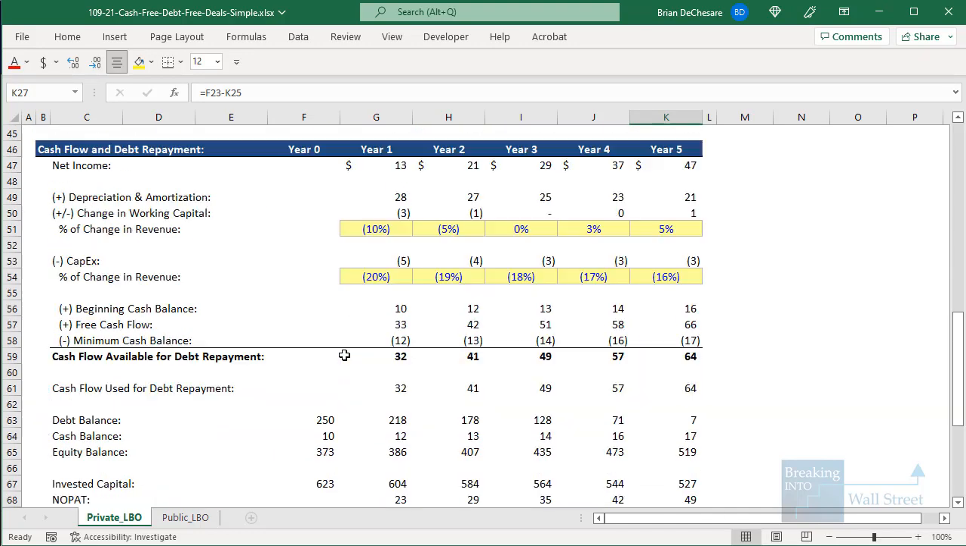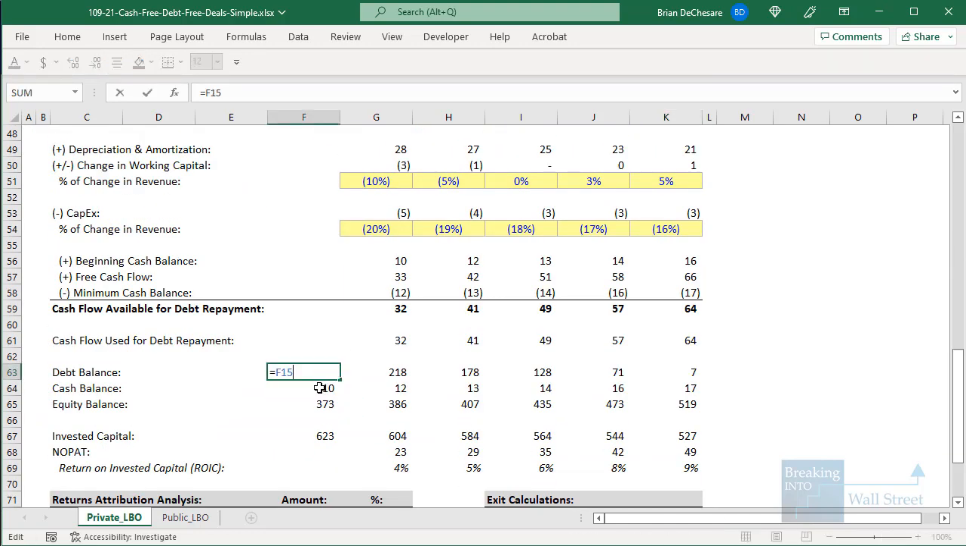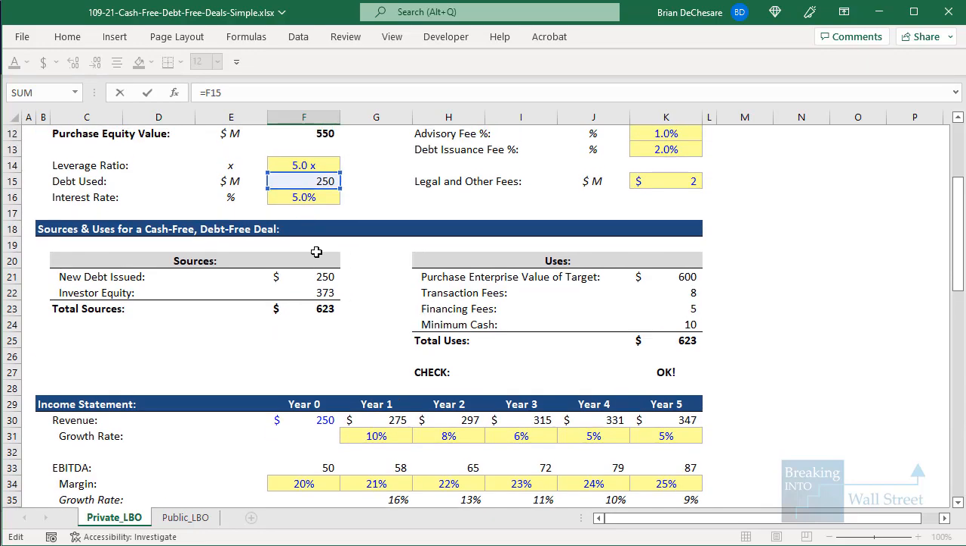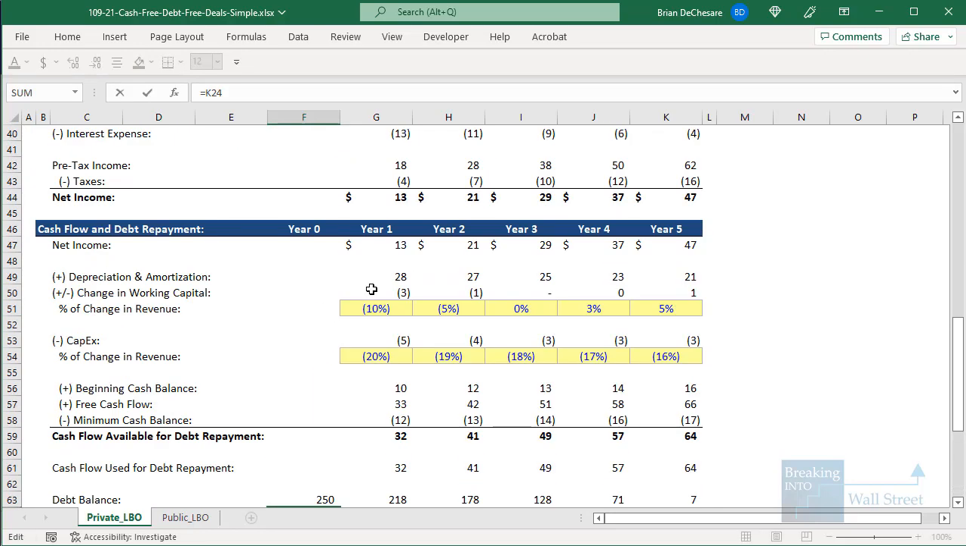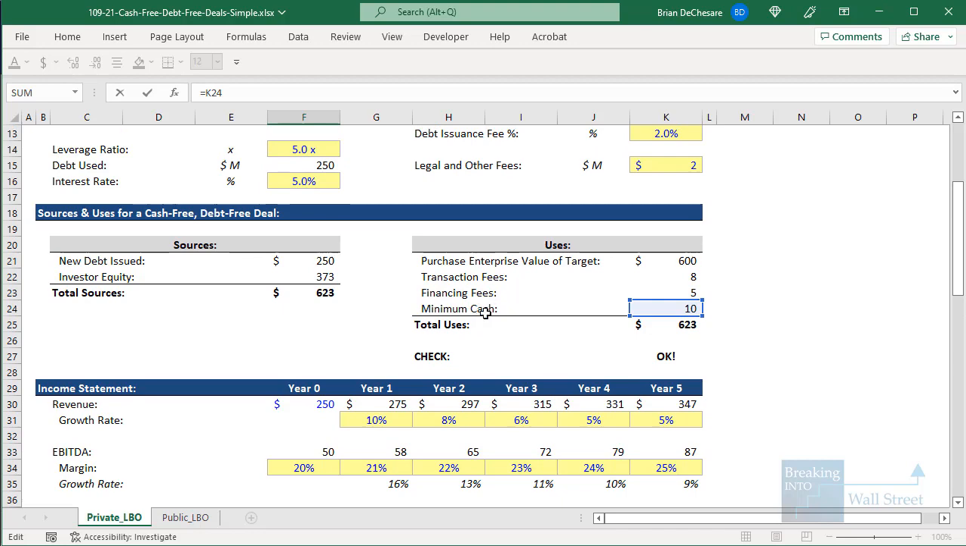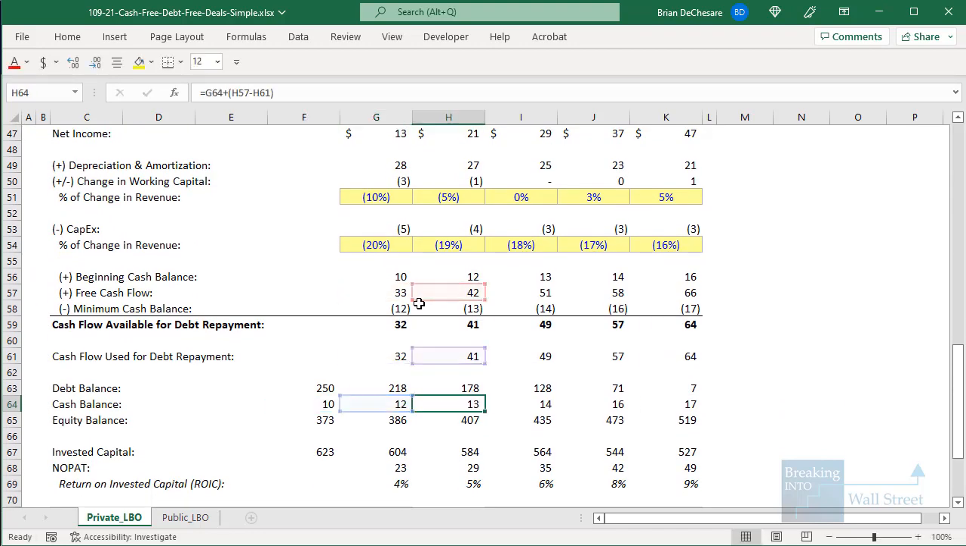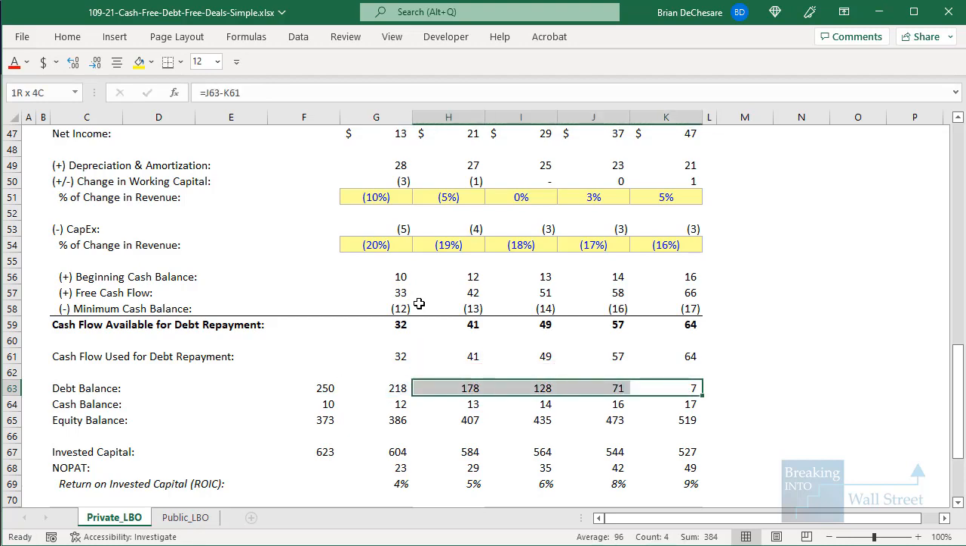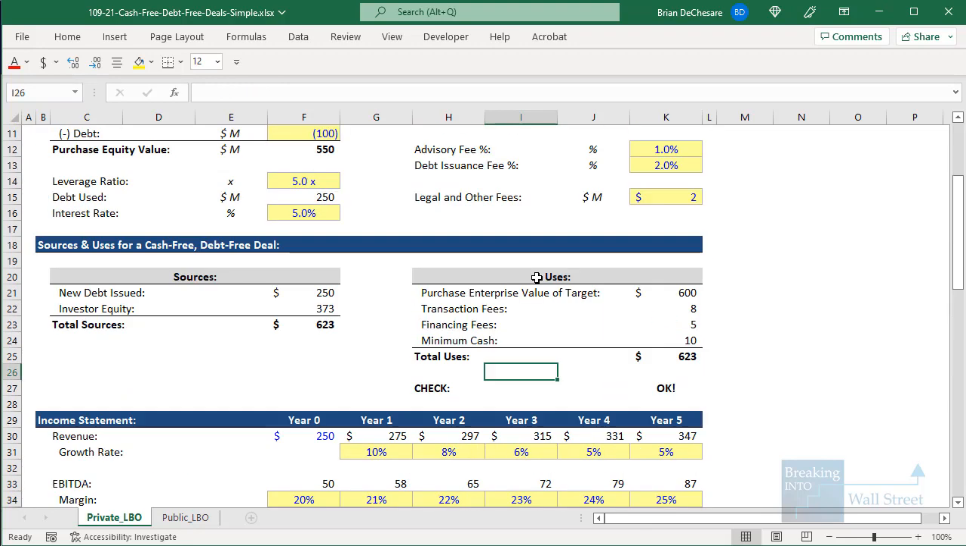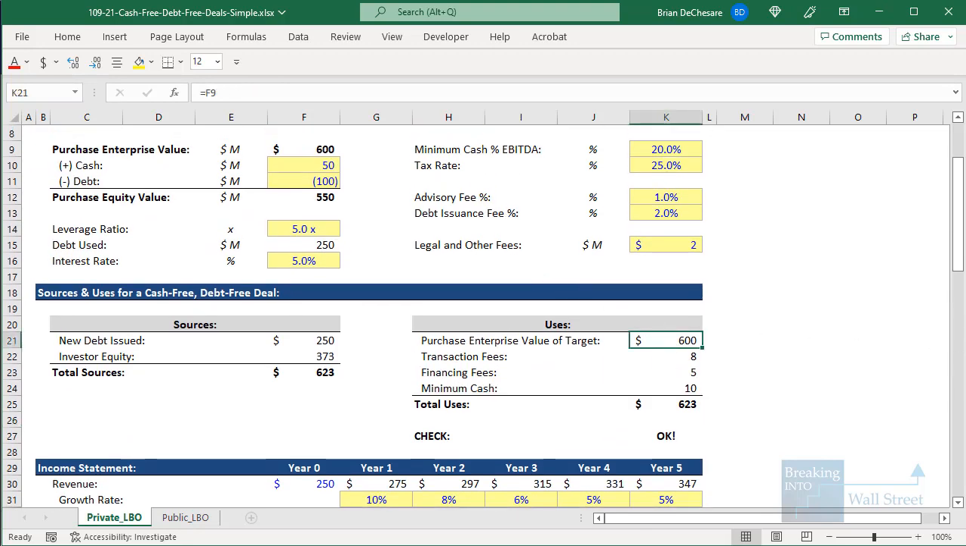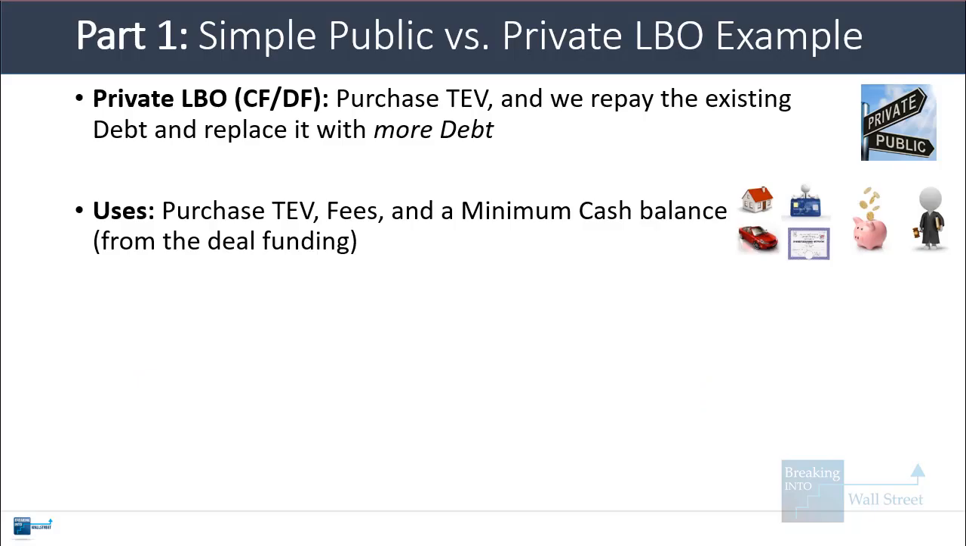And then if you look at the rest of this model, right when it starts, the initial debt balance is simply what we assumed up here at the top. And then the initial cash balance is simply what we have in the uses side here, the minimum cash balance for the company. And then you can see how these change over time as the company repays debt and as it accumulates more of a cash balance. So this is what a cash-free, debt-free leveraged buyout for a private company looks like in a very simple case.